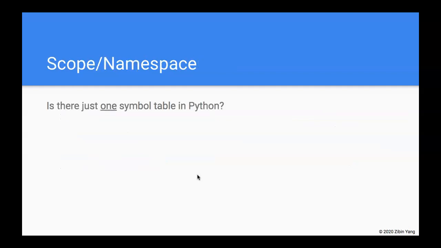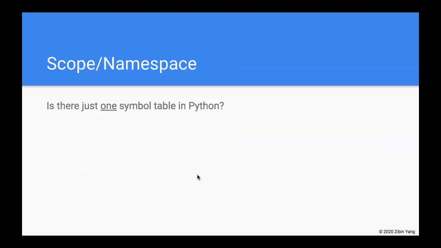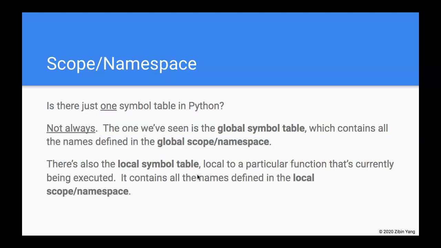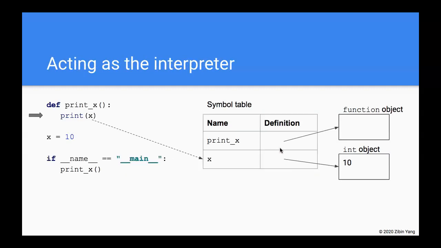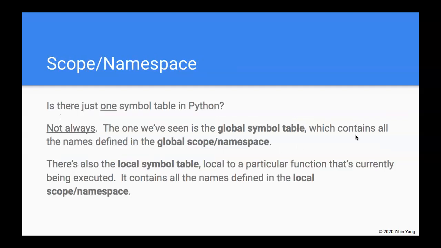Okay, so the next question is here. In this example, I just showed a single simple table. Well, is there just a single symbol table in Python? Well, not quite. The one that we see in this example is what's called a global symbol table. It contains all the names that are defined in the global scope namespace.